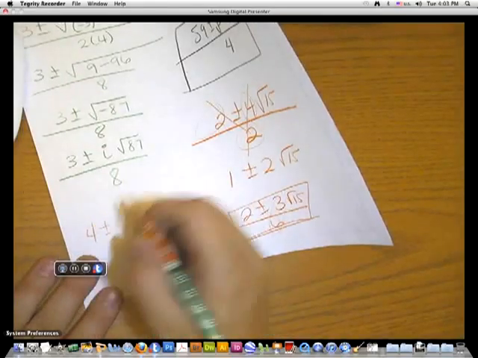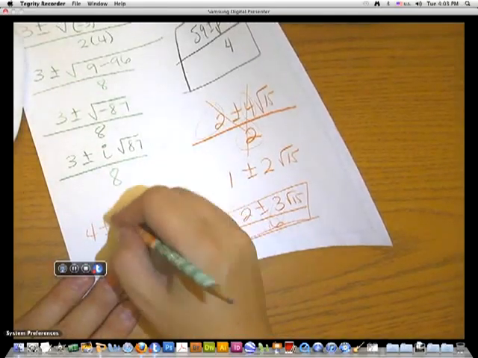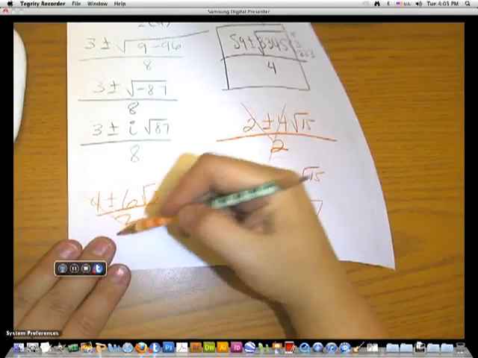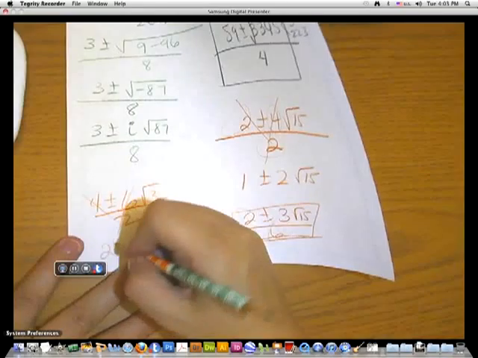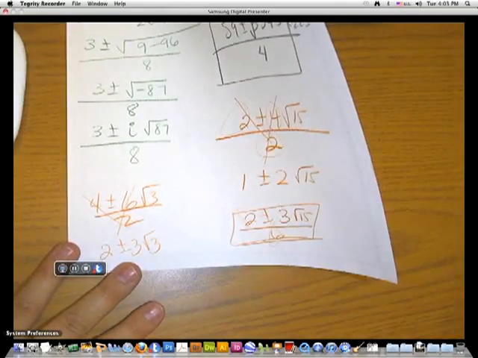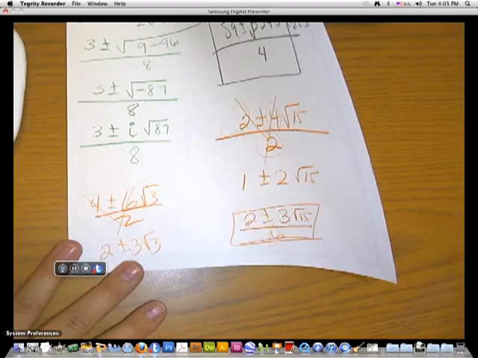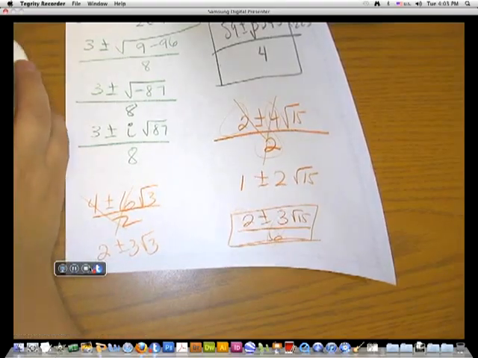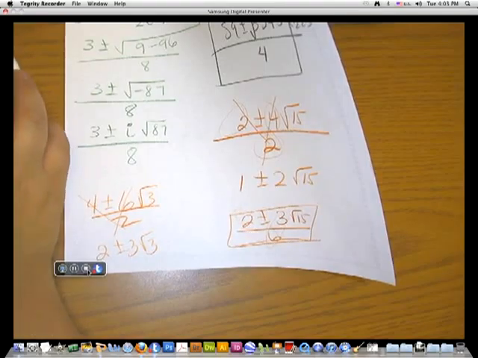Let's say I have 4 plus minus 6 root 3 over 2. All are reducible by 2. So I could make it 2 plus minus 3 root 3. All right, it's an all or none deal, and you do have to check, can you reduce, will it reduce, and if you can, you must. All right, that's your quadratic formula on 5.6.